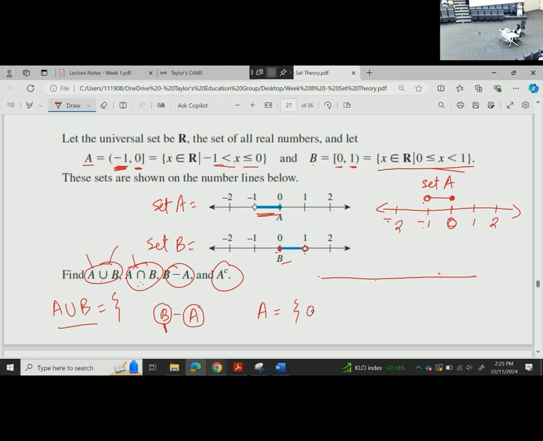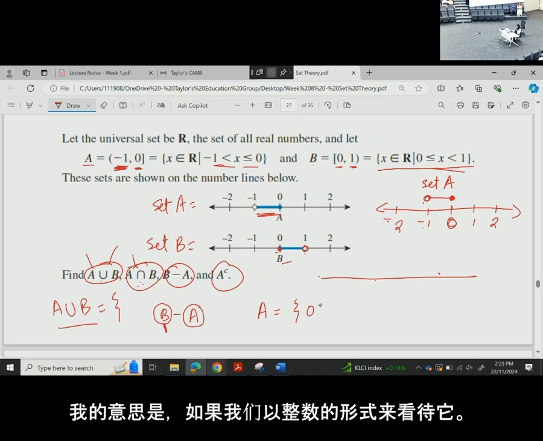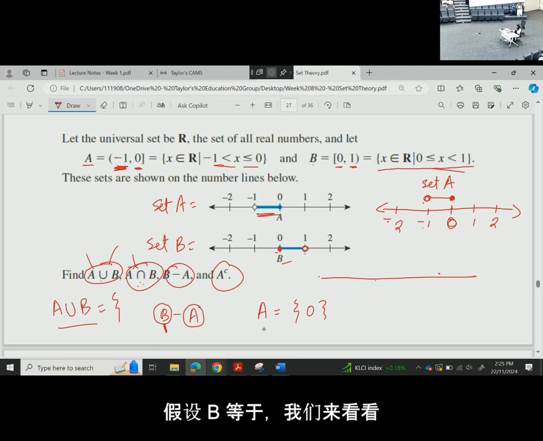Okay, so for example, let's say if we analyze this one, set A equals 0, right? 0 is the only element. I mean, if we look at it in the form of integers, let's say this is the one, and B is equal to, suppose, let's look at a different example. Let's say set A is equal to {0, 1}, and set B is equal to {-1, 0, 1}.